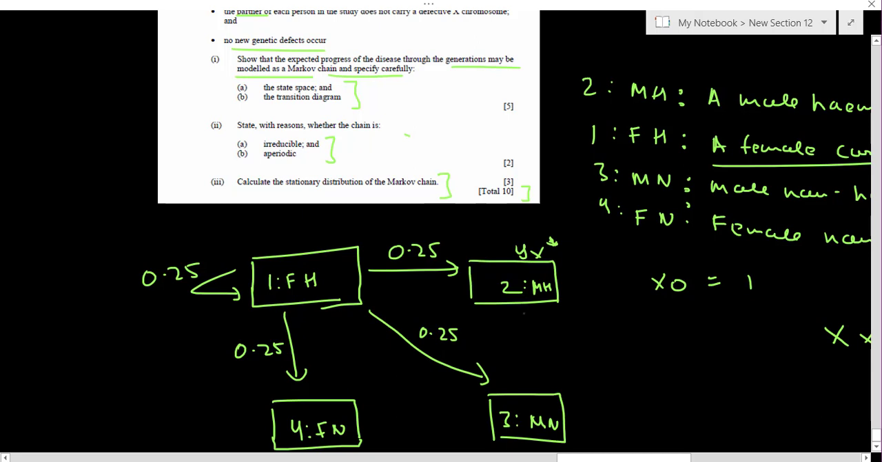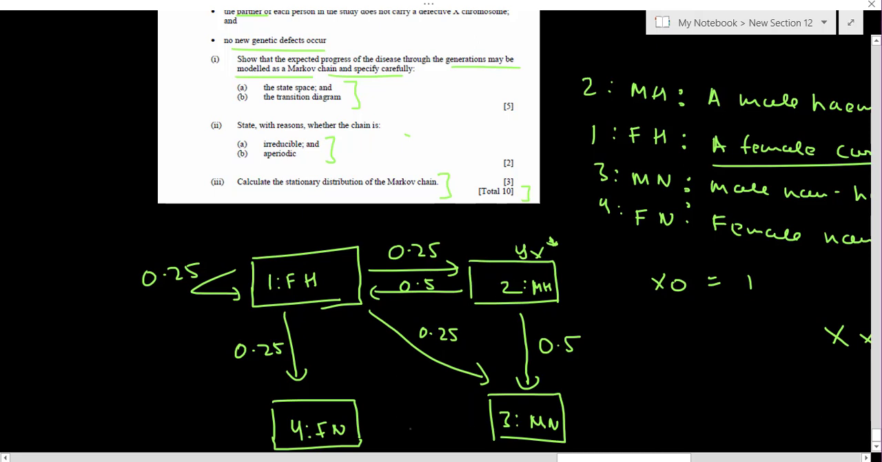So this male hemophiliac, if he has a female child, then she will definitely be a carrier, because he'll transfer this X star, and females are XX. So they cannot have a Y. So this probability becomes 0.5. And if he has a male child, he'll definitely transfer his Y. He cannot transfer his X, because he has to give the Y. So that probability is 0.5.